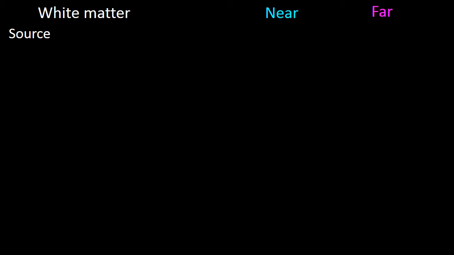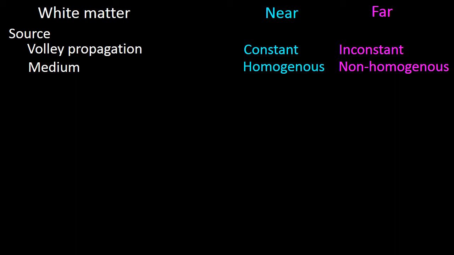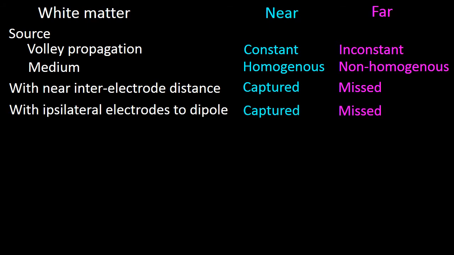The source of these fields is volley propagation. Volley propagation, when it's constant, produces a near field. Inconstant propagation produces a far field. Near fields occur in homogeneous medium. Far fields occur in non-homogeneous mediums. Near fields are captured using closely placed electrodes. Far fields are captured with widespread electrodes only. Near fields are captured with both electrodes on the same side of the dipole. Far fields are only captured when the electrodes are on opposite sides of the dipole.